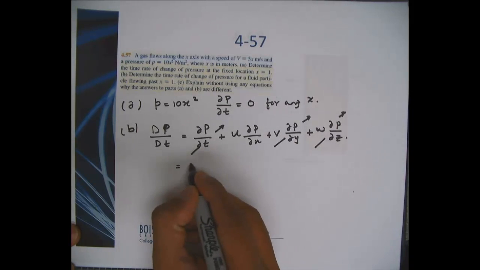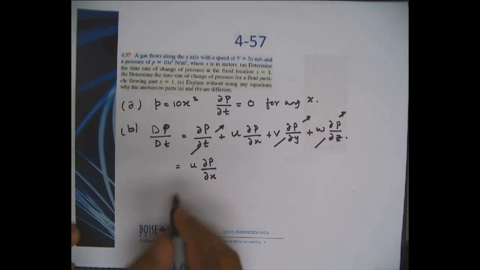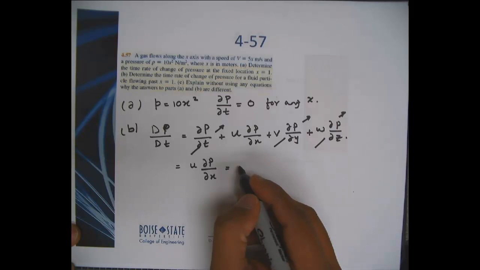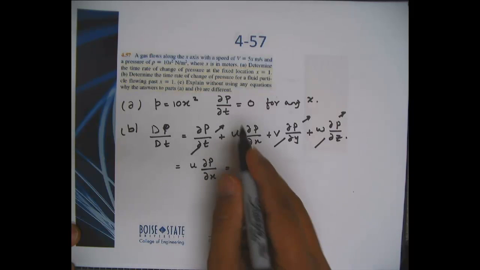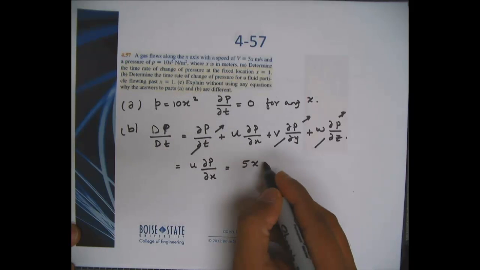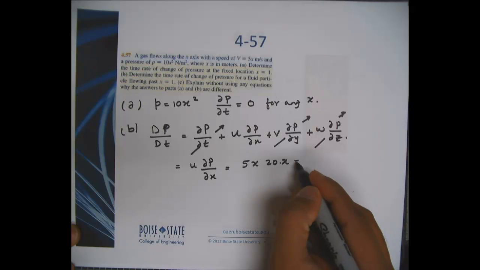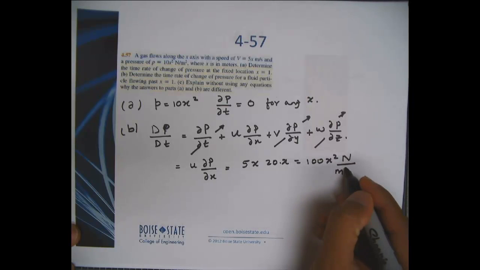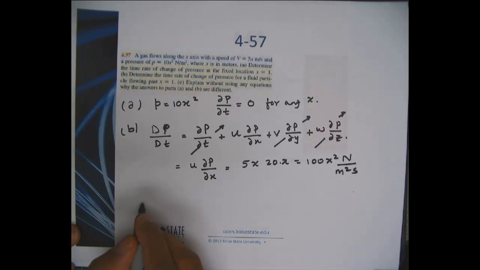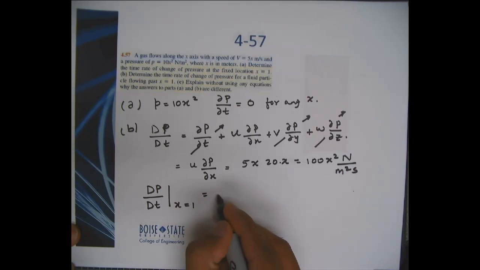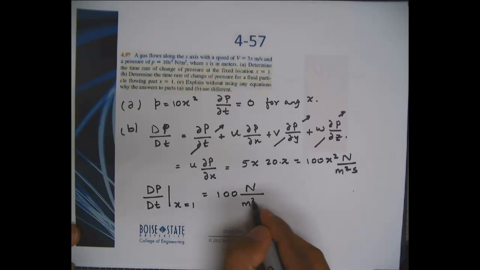Okay, to do that, we get Dp/Dt equals u times ∂p/∂x. Okay, so this is a simple partial differentiation. You know what u is, which is 5x meters per second, and you take the partial here, this would be 20x, so that would mean you get 100x². The units would be Newtons per meter squared per second. Okay, and you're asked to determine this at x equal to 1, so let's plug that in. So Dp/Dt at x equals 1 would be 100 Newtons per meter squared per second.